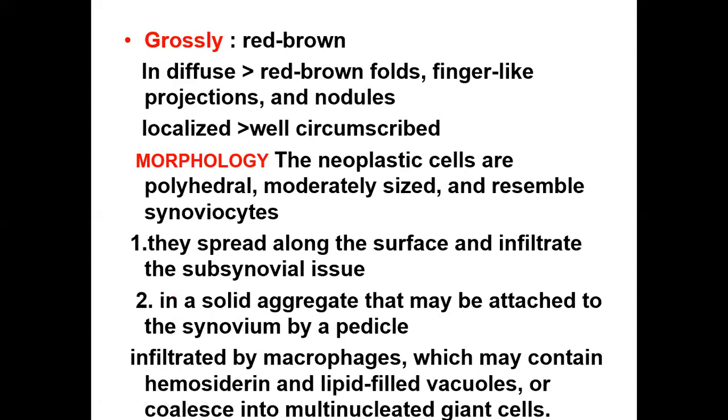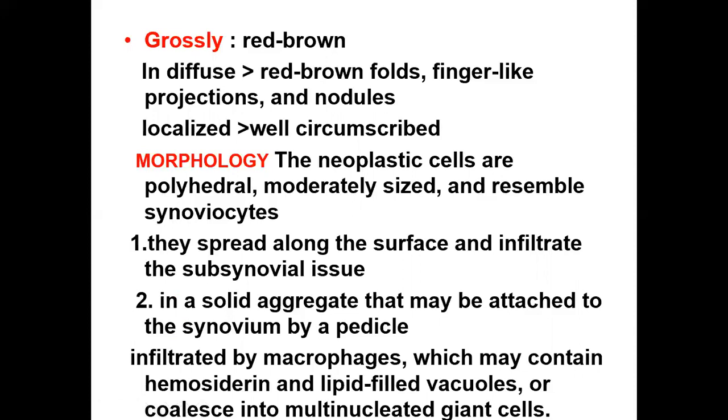Grossly, they are red-brown in color. In the diffuse type, red-brown folds, finger-like projections and nodules may be found. And the localized form is well circumscribed.